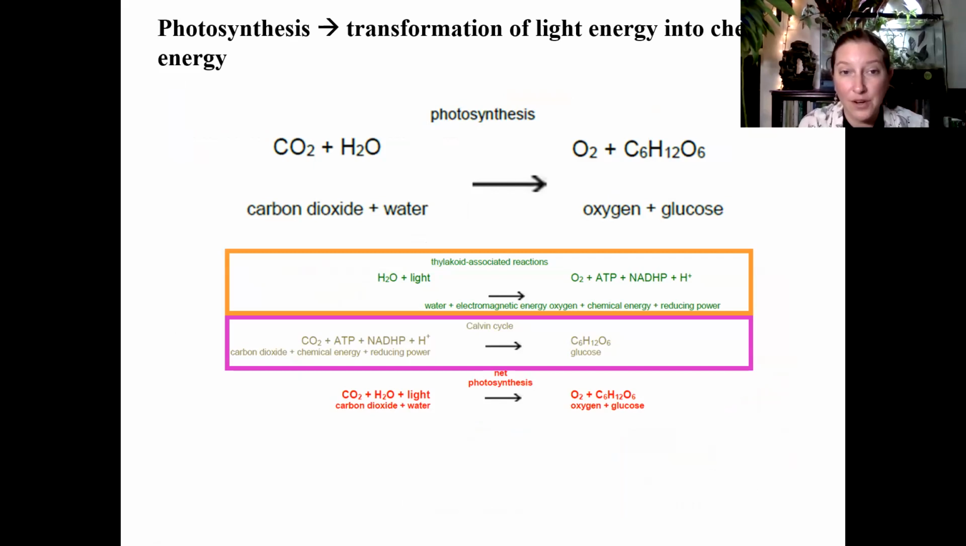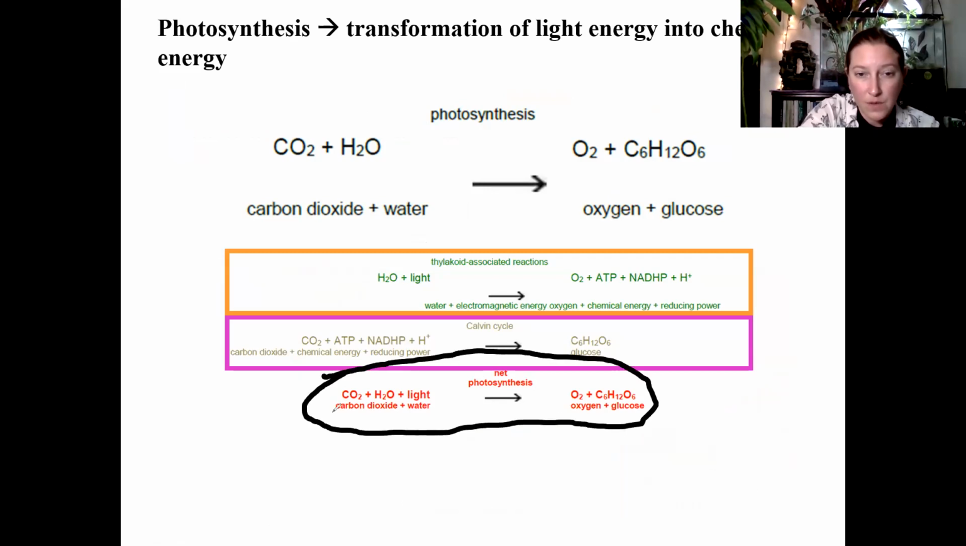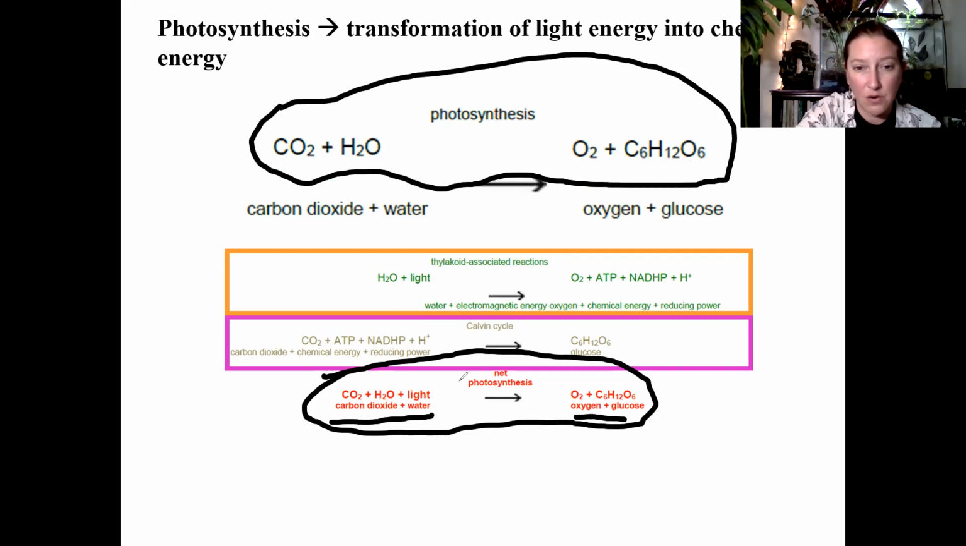So here's putting it all together, right? We had the thylakoid-associated reactions shown here outlined in orange, and we had the stroma-associated reactions, aka the Calvin cycle, outlined here in pink. And if we put those two things together, here is the final result. CO2 plus water plus the energy from the sun results in oxygen and glucose. So these are the reactants that went into the process of photosynthesis. And these are the products that came out. This is the same thing that we see up here, same exact thing. Just down here, they added light.